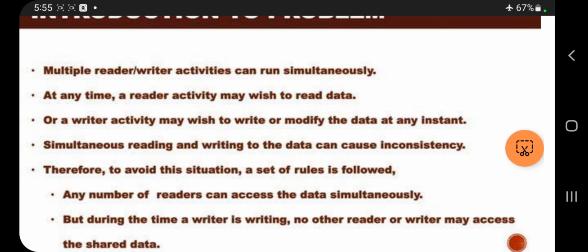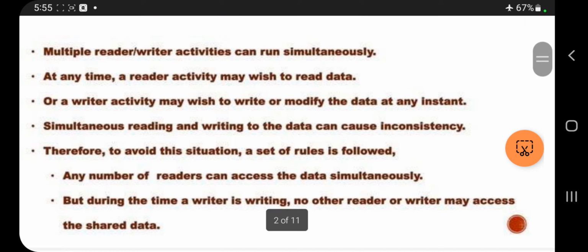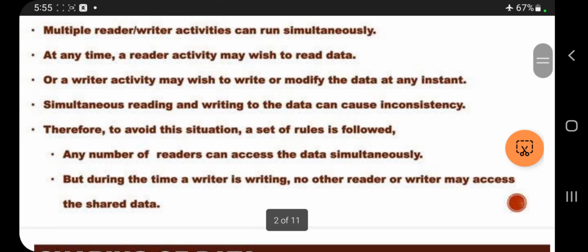At any time, a reader activity may wish to read data, or a writer activity may wish to write or modify the data at any instant. Simultaneous reading and writing to the data can cause inconsistency. Therefore, to avoid this situation, a set of rules is followed. Any number of readers can access the data simultaneously, but during the time a writer is writing, no other reader or writer may access the shared data.